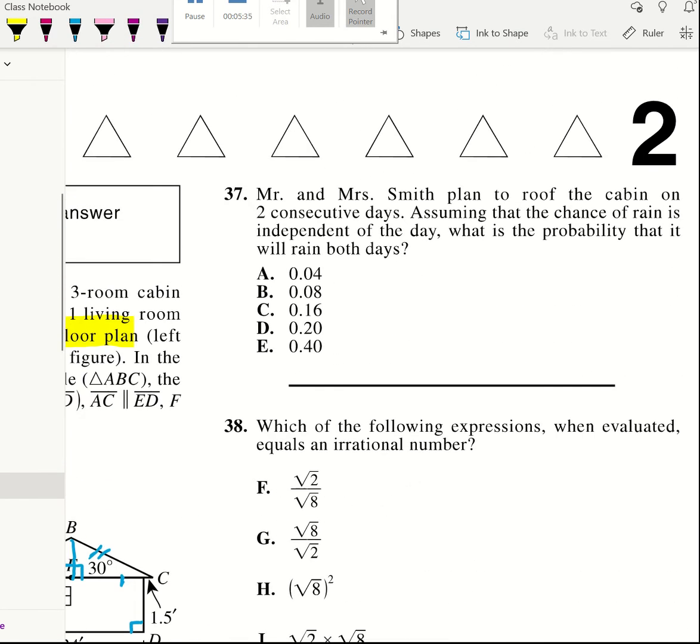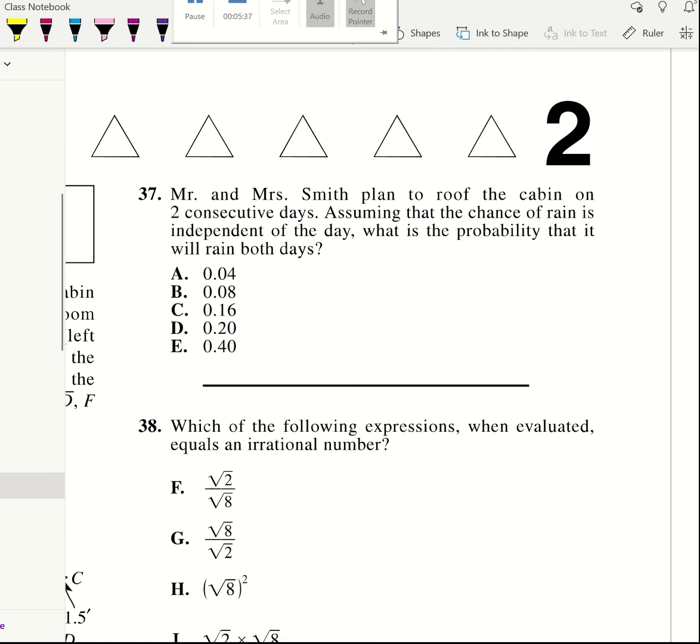Number 37, Mr. and Mrs. Smith want to actually build that roof. It's going to take them 2 days. We want the chance of rain, assuming that the chance of rain is independent from each day to the next. We want the probability it will rain both days.